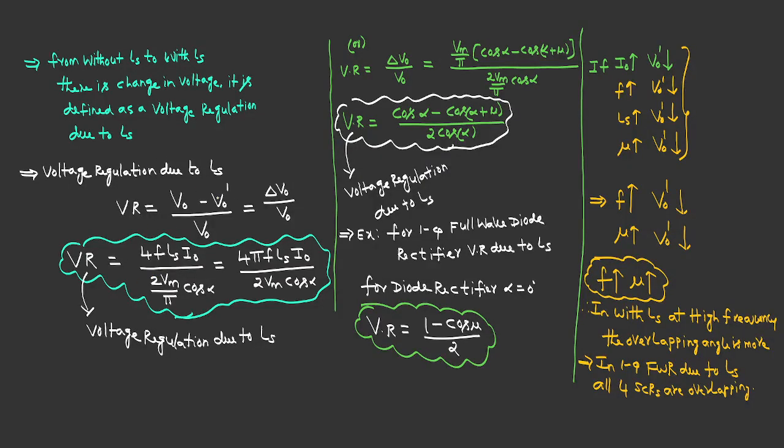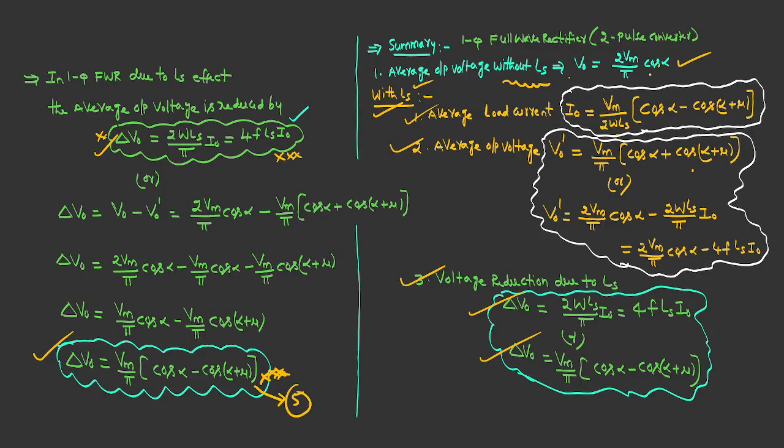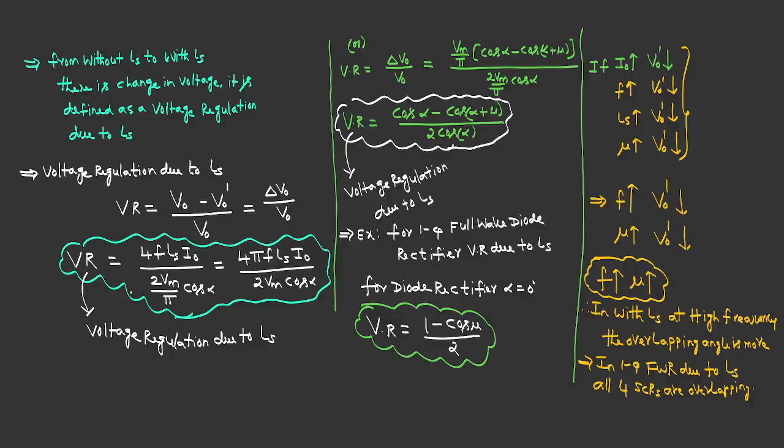Then what is the voltage regulation due to source inductance? There is a change of voltage now. Without Ls, 2 Vm by pi cos alpha. With Ls, this is the voltage. There is a change of voltage, and change of voltage is called voltage regulation. Then what is the voltage regulation due to source inductance? This is very, very important 5-star gunshot formula: 4 pi f Ls into I naught by 2 Vm cos alpha.